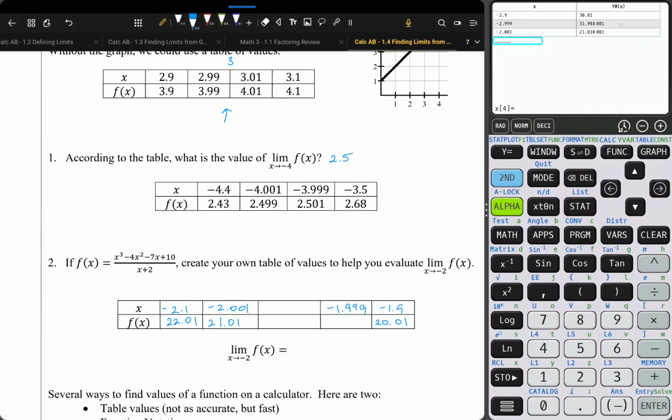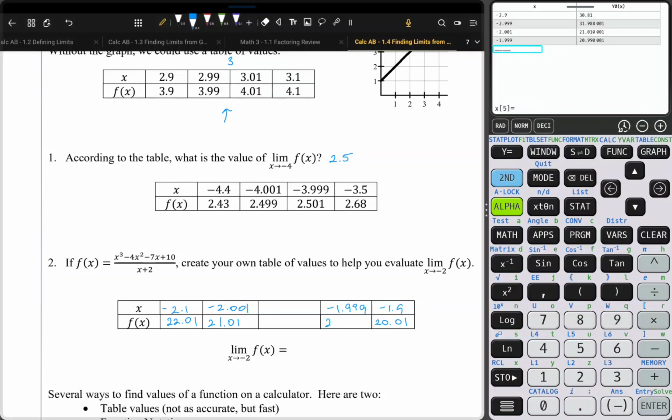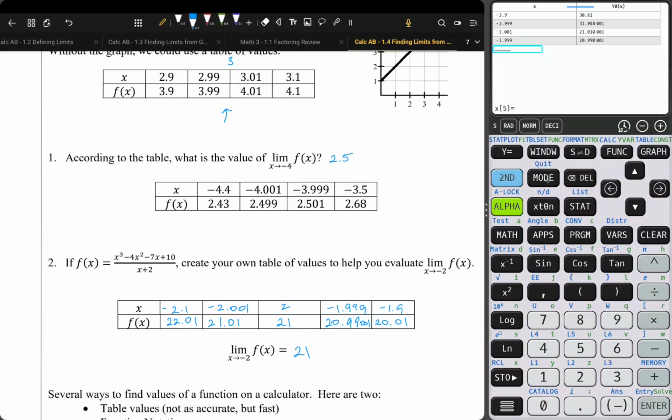Now, my calculators give me like 5 decimal places, 6 decimal places. I think your TI-83s may only give you 2 decimal places, so just be mindful of that. Okay. So this is 20.99001, and this is 2. So what are we approaching? It looks like we're approaching the number 21. So this is by using a table, but your calculator may be limiting the number of decimal places. So how do we fix that?